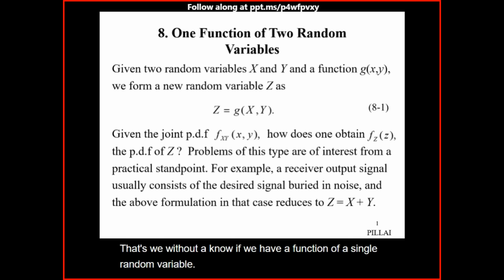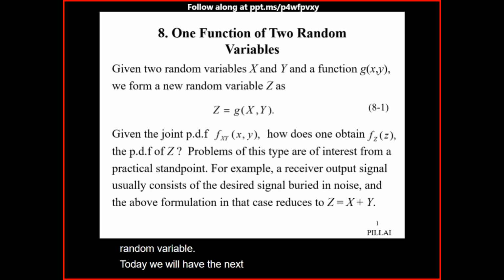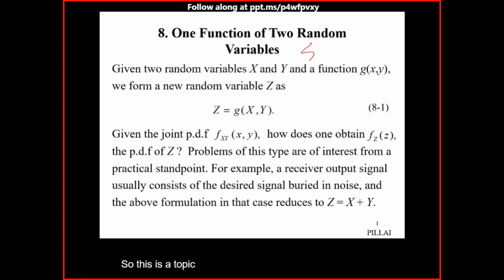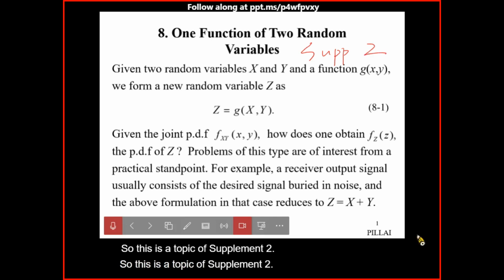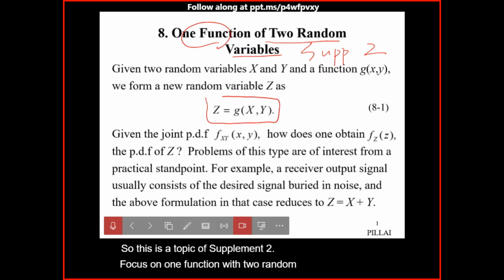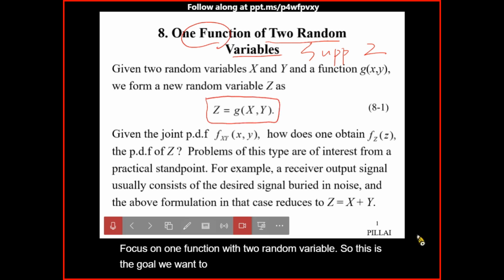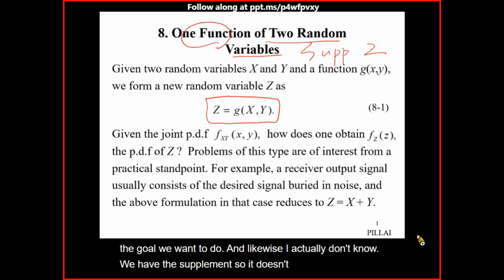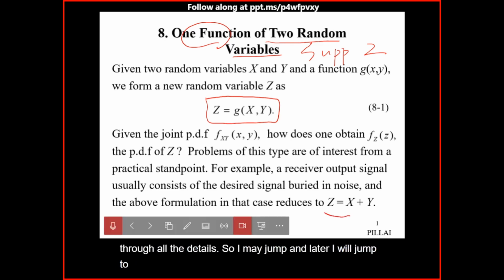Today, we will have the next one, and the next one focuses on one function of two random variables. This is the topic of supplement 2: one function with two random variables. This is the goal we want to do. Likewise, we have the supplement, so it doesn't mean I will go through all the details. I may jump to some examples only.